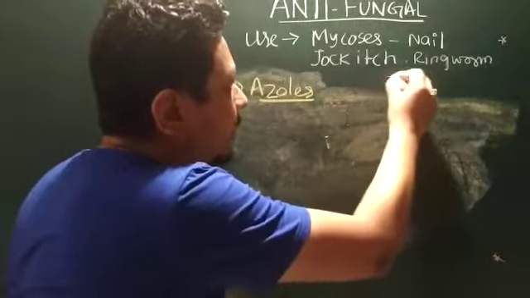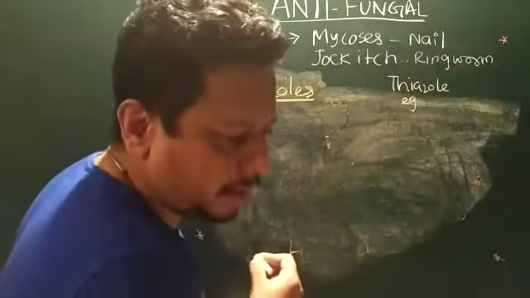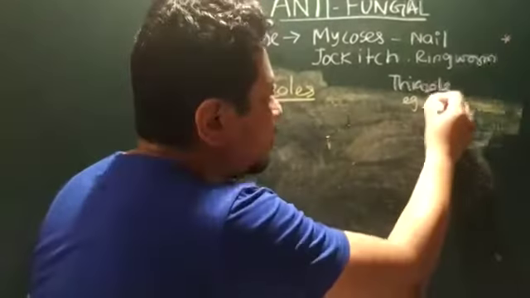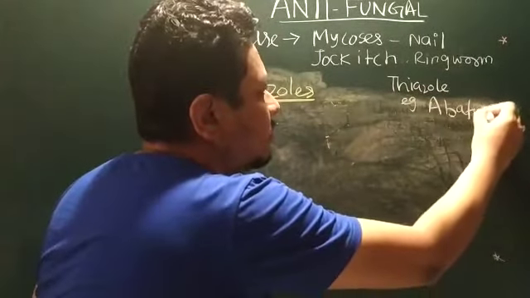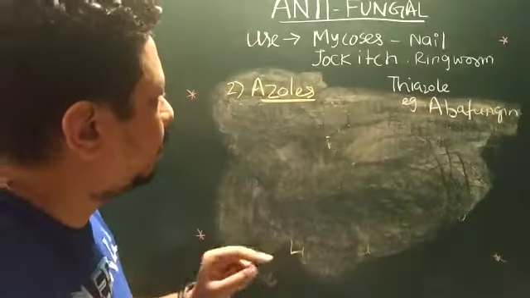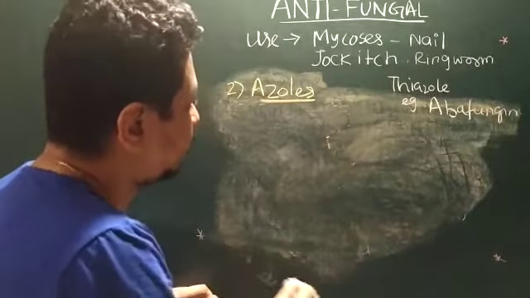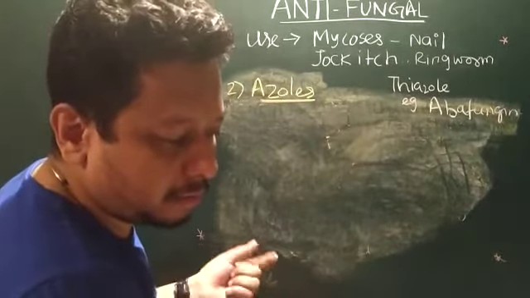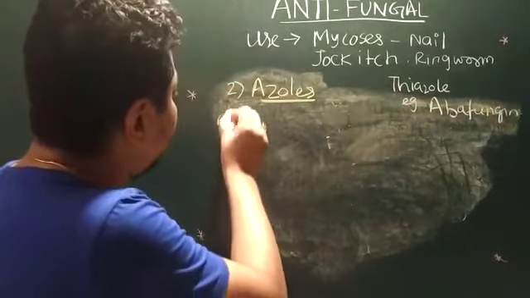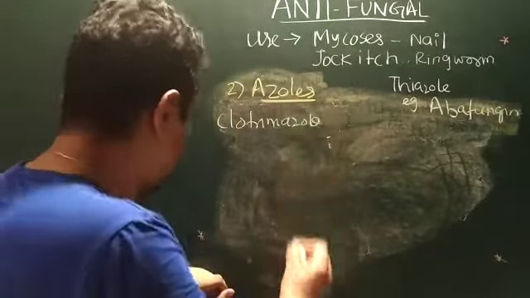For thiazole, you have only one example, that is abafungin. This is the only one, but the very popular ones are imidazole and tetrazole. So for the imidazole structure, the first I would like to mention is clotrimazole. Clotrimazole is a part of imidazole.